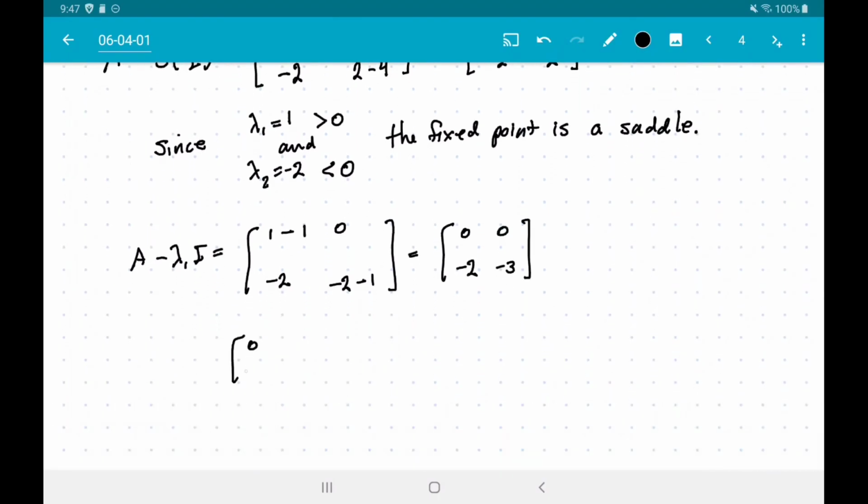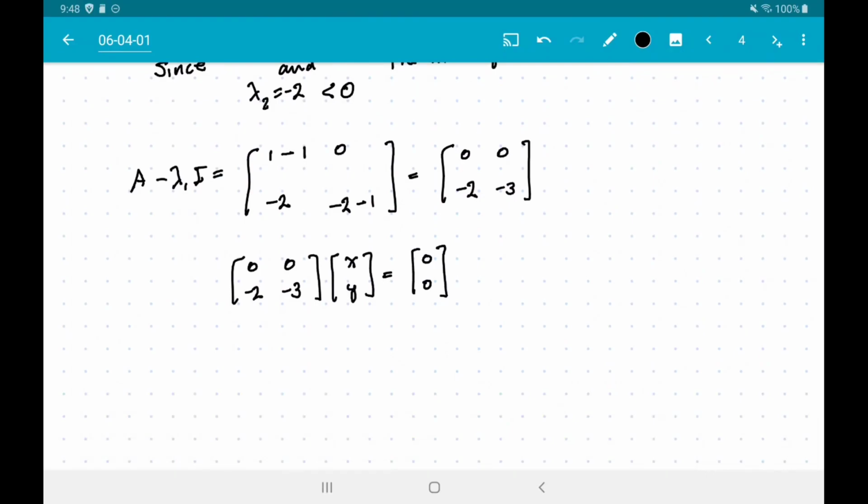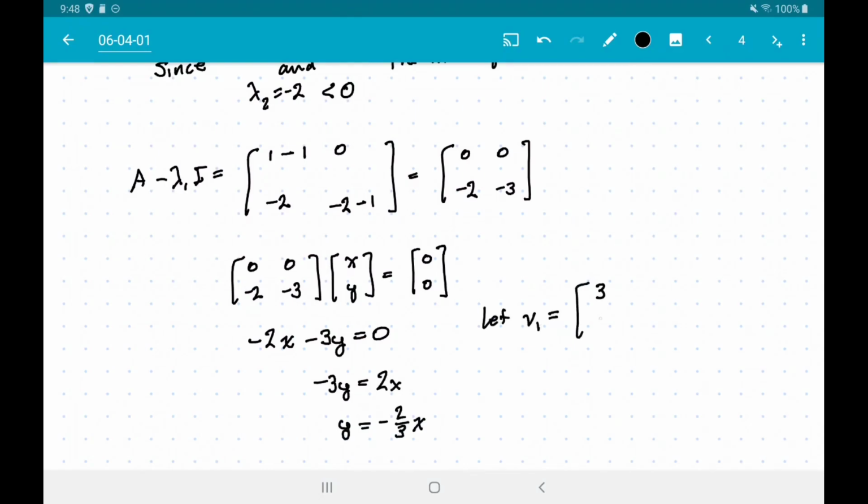Okay. We need a vector in the null space of this matrix, a non-zero vector in the null space of this matrix. So this is another one where one row is not going to help at all, and the other row actually determines everything. So we need negative 2x minus 3y equal to 0. Let's solve this, and we get y equals negative 2/3 x. So we could let v1 be, well, I could let x equal 3 and y equal negative 2, which kind of looks familiar.